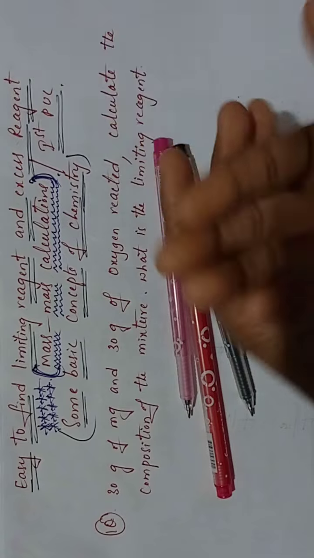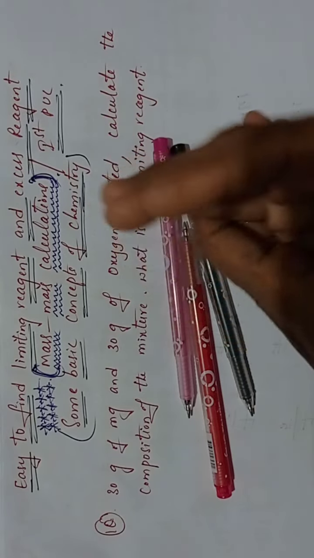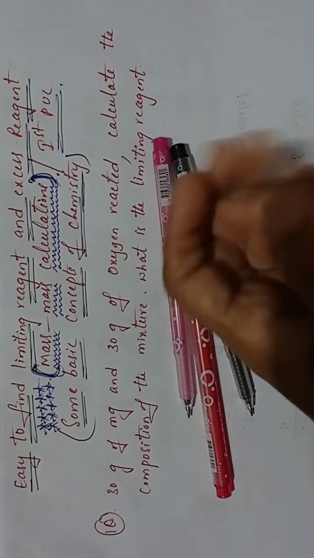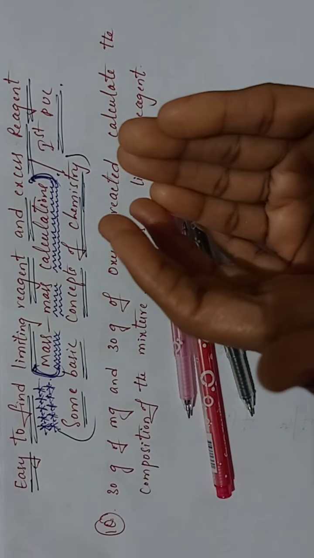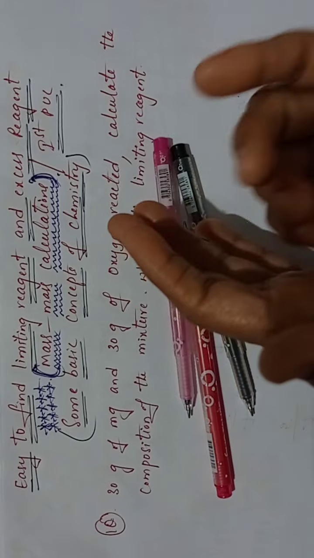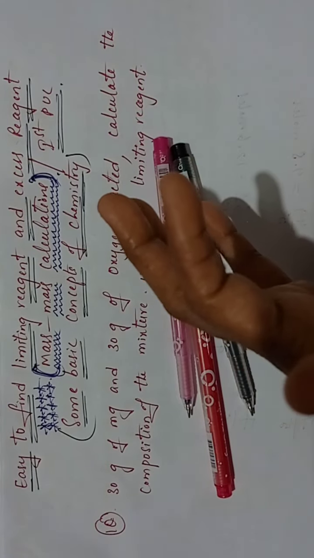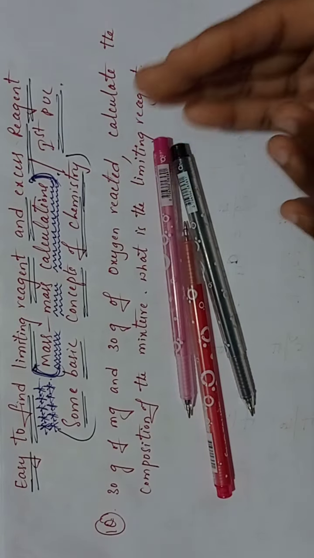Okay, now first of all, what is limiting reagent, excess reagent? Just definitions I will tell you. Now what is limiting reagent, students? The reactant which is completely consumed in the reaction is called the limiting reagent. The reactant which is not completely consumed in the reaction is the excess reagent, students.